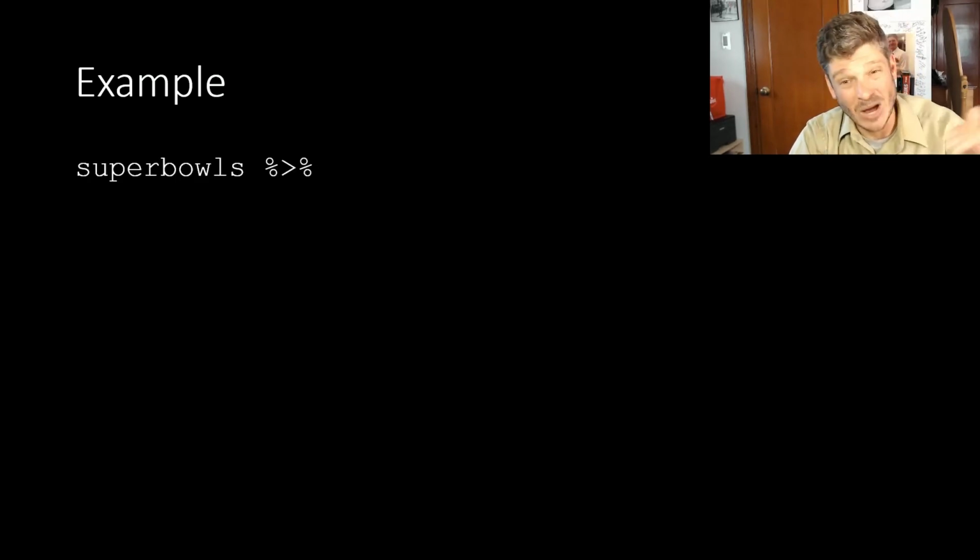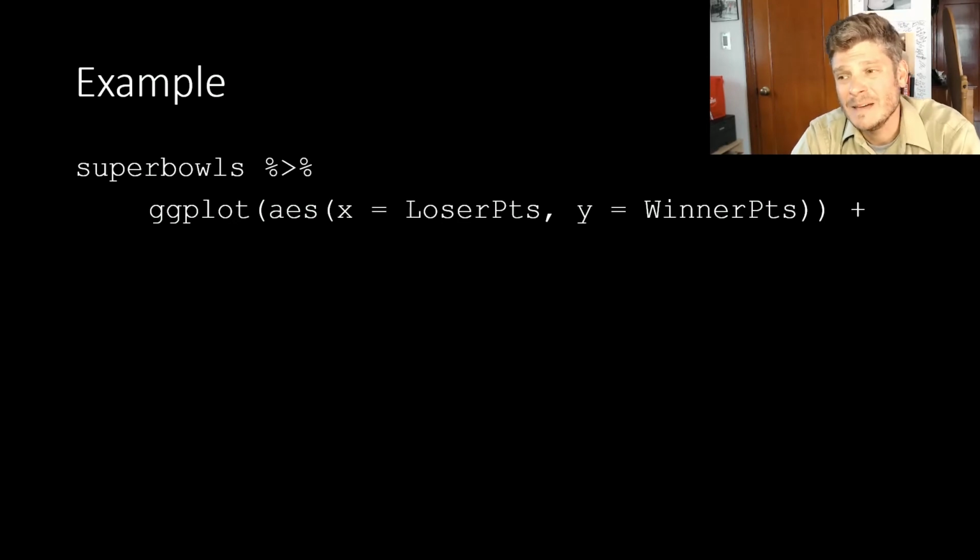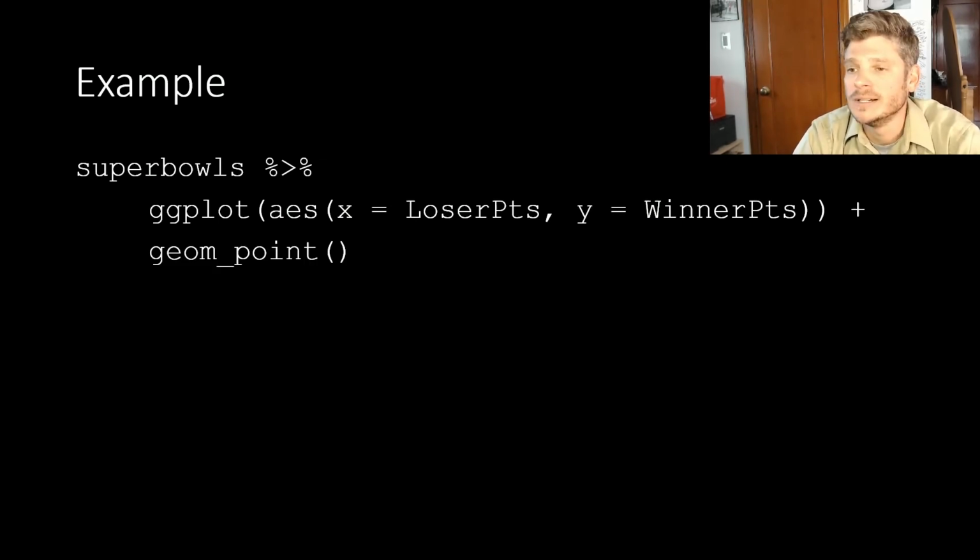All right, again, I'm piping in my Super Bowl data into ggplot. My aesthetics, my x-axis is going to be my loser points, and my y-axis is going to be my winner points. Plus, and then I'm going to add my next layer, but again, just double check, right? Are my parentheses opened and closed? Is everything appropriate there? Is everything closed before I write my plus sign? Yes, good. All right. So for a scatter plot, that is geom point. And again, the set of parentheses, that's blank.